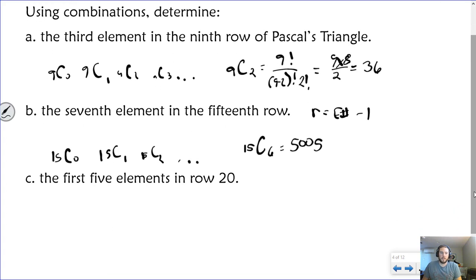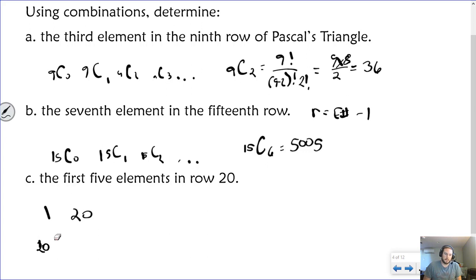Okay. And then part C here asks for the first 5 elements in the 20th row. I'll leave that for you guys to try. The first 2 should be easy enough. It's going to be 1, because it's always 1. And the next one's going to be 20, because we're talking about the 20th row. So that second term's always going to be equal to the row number, right?